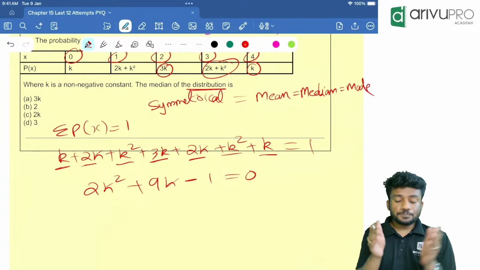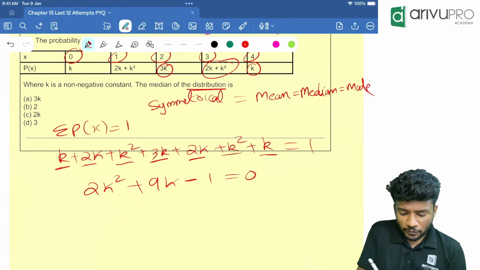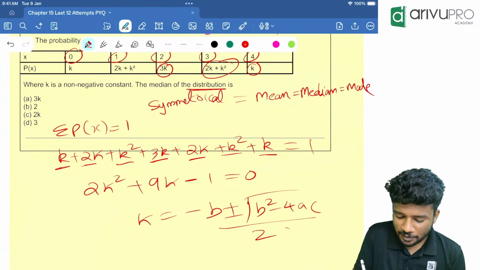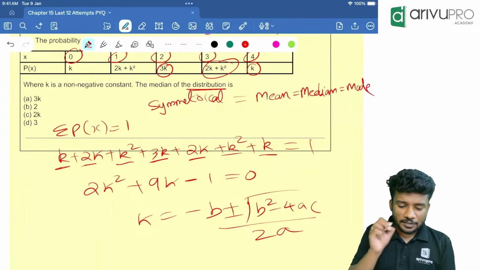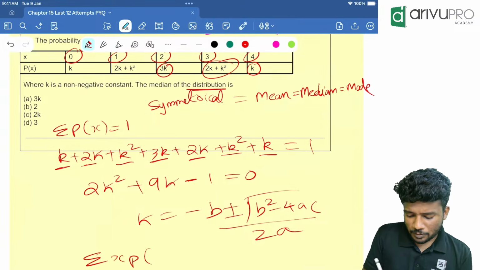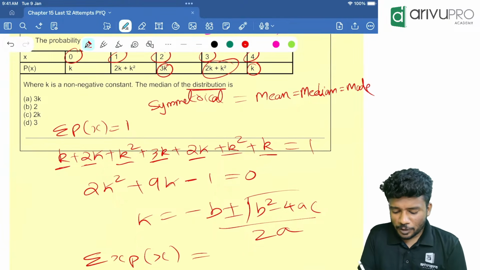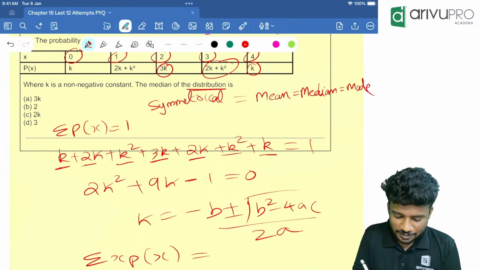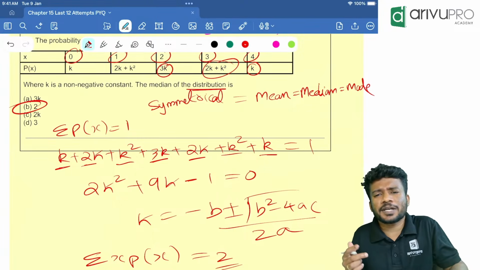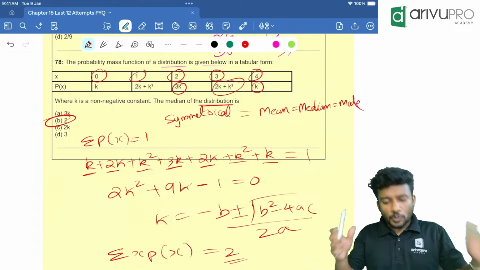Okay. So from this, you can solve for k, right? k is equal to minus b plus or minus root of b square minus 4ac, the entire thing divided by 2a. Find the value of k, substitute it over there, then use the formula sigma x into p of x, which is equal to, you will get at the end the answer for it, which will be 2. Option B will be the answer. You will be getting like 1.9 something. So this is the method.